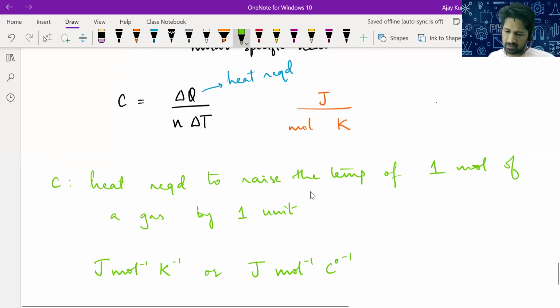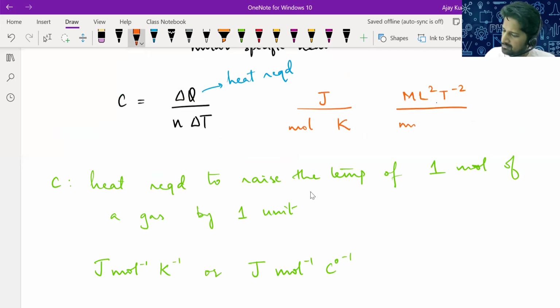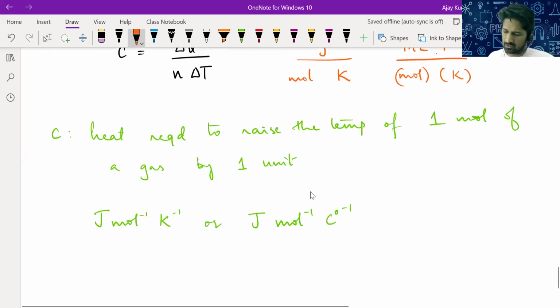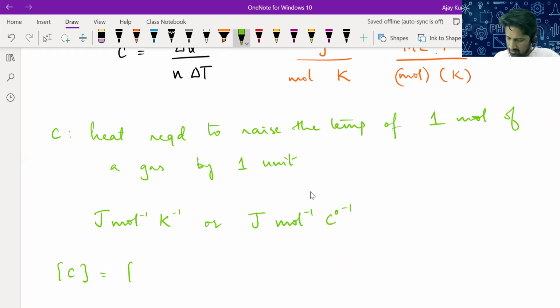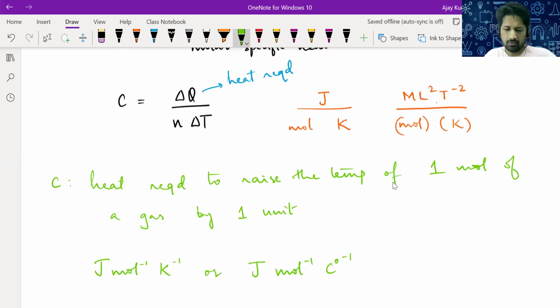And then the dimensional formula. Joule, energy, is M L square T power minus 2, divided by mole, which is mole itself, and temperature is in Kelvin, so the dimensional formula is K. Therefore, the dimensional formula for molar specific heat becomes M L square T power minus 2 mole inverse Kelvin inverse. Quite a lengthy formula, but it's easy. Based on the formula of the quantity, you can express its SI unit and dimensional formula.